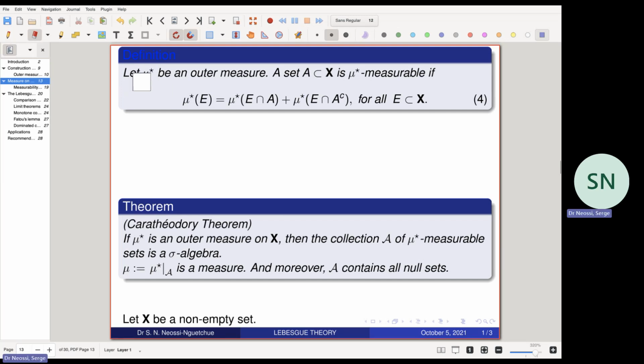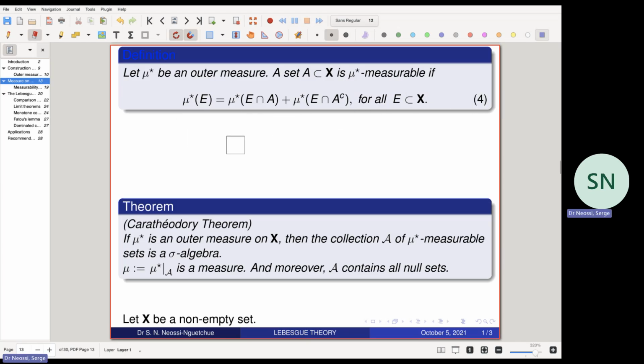We let mu star be an outer measure and A a subset of capital X, right? Such a set is said to be mu star measurable if mu star of E is equal to mu star of E intersection A plus mu star of E intersection A complement, and this should be true for any subset E of capital X. So a set A, subset of capital X, will be mu star measurable if it satisfies the condition given by equation 4.